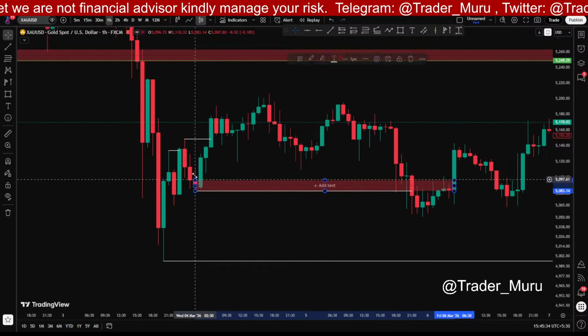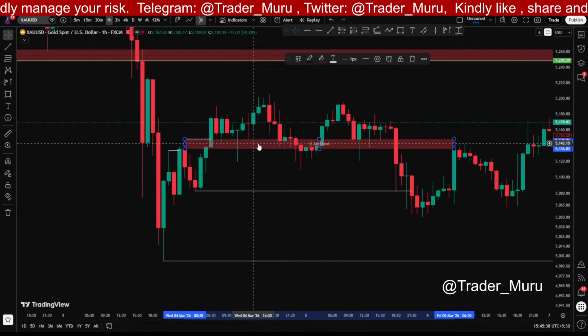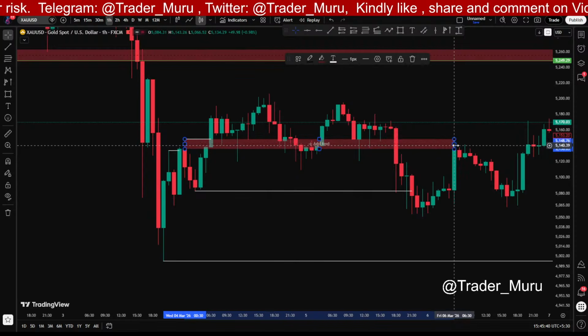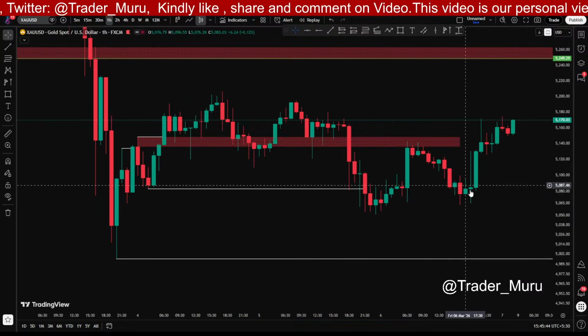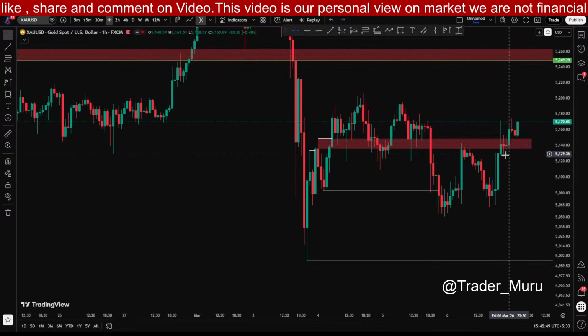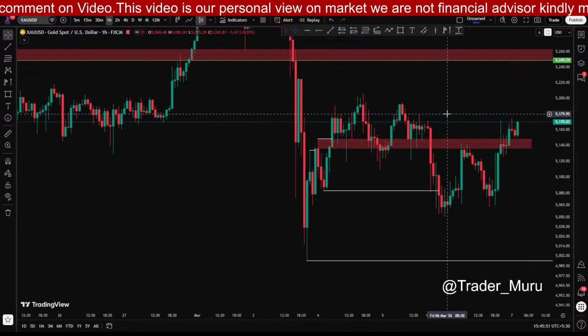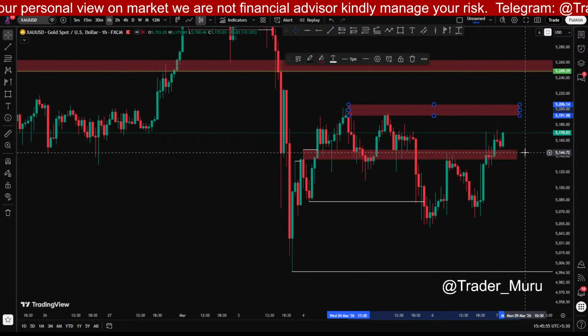Now what will happen? Price will test this area because this was previously a support. Now it will convert into resistance, and look at this. It gave you a nice profit from here too. Now this area has also failed. So what is the current resistance now? The highest high, which is this one.